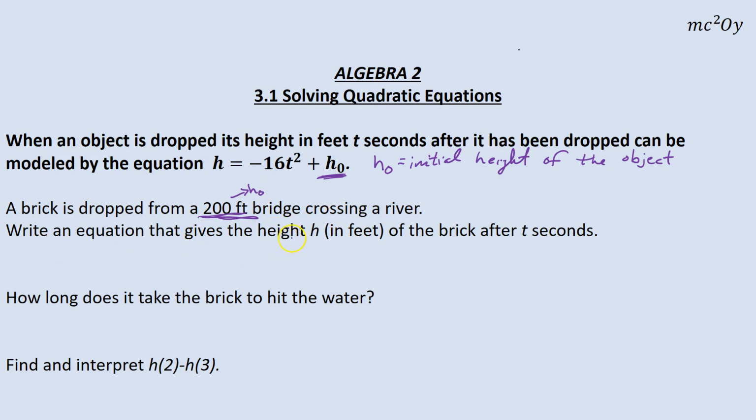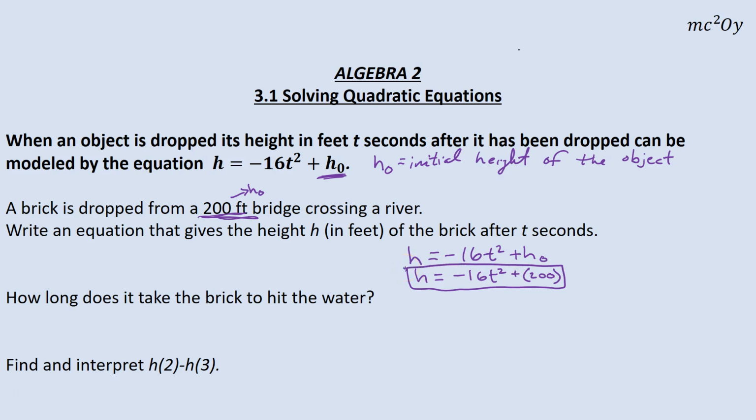Write an equation that gives the height in feet of a brick after t seconds. So I could say that height is going to be equal to negative 16 t squared plus h sub 0. And in this case, h sub 0 becomes 200. So we substitute that 200 in there, and there's my equation.